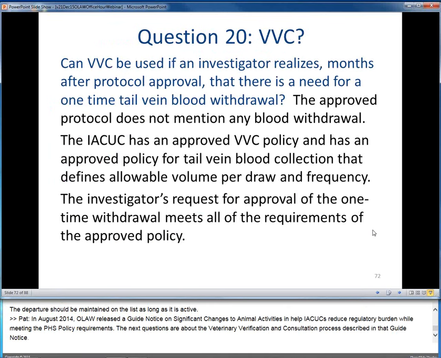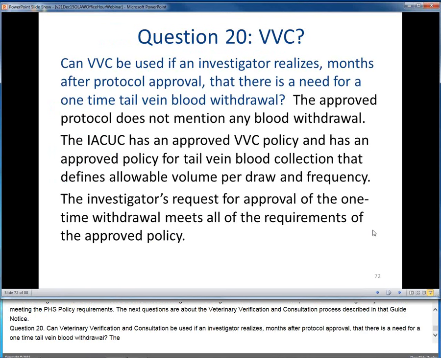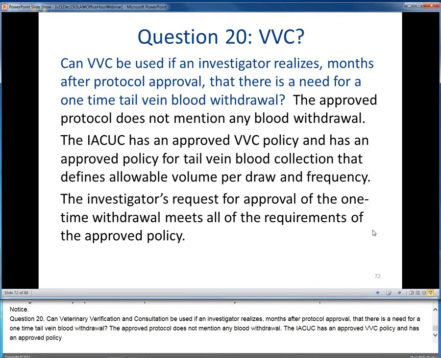Question 20. Can veterinary verification and consultation be used if an investigator realizes, months after protocol approval, that there is a need for a one-time tail vein blood withdrawal? The approved protocol does not mention any blood withdrawal. The IACUC has an approved VVC policy and has an approved policy for tail vein blood collection that defines allowable volume per draw and frequency. The investigator's request for approval of the one-time withdrawal meets all of the requirements of the approved policy.